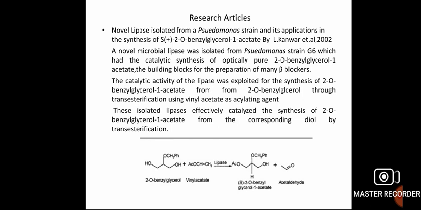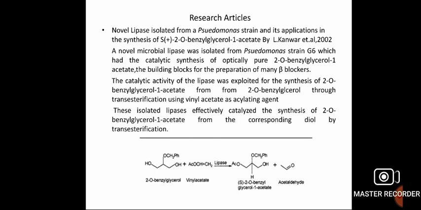The main work the authors did was that a novel microbial lipase was isolated from the Pseudomonas strain G6, which had the catalytic ability for the synthesis of optically pure 2-orthobenzyl glycerol 1 acetate, which is the building block for the preparation of many beta blockers, which are known to be optically active.